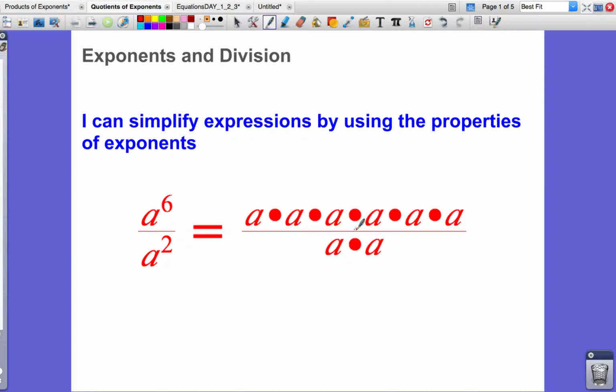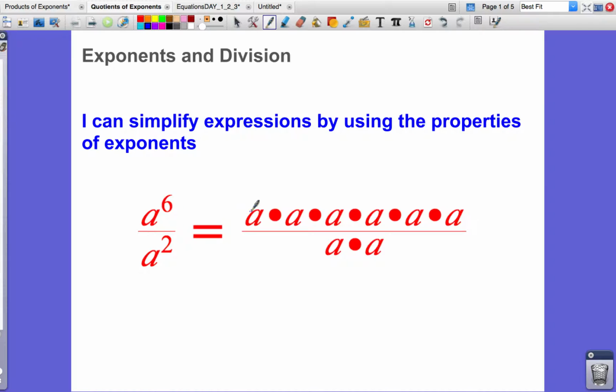Now we're going to get into some more complicated scenarios. So what I have here is two numbers with the same base. I have a to the sixth power divided by a to the second power. So I have the same base, and I have exponents, and they're being divided by each other. If I were to expand this out into expanded form, a to the sixth power is just a times a times a times a times a times a. So I have six a's up here. A to the second power is just a times a. So this is what it all really means: a to the sixth power divided by a to the second power.